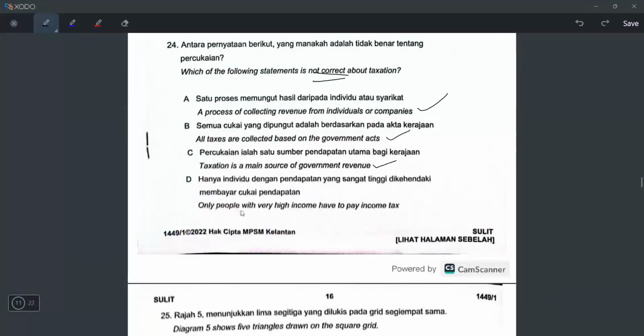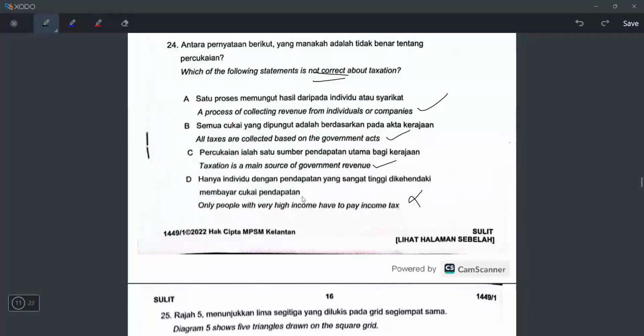And D, it says only people with very high income have to pay income tax. This is actually also true, but not 100% true. Why? Because there are people that don't have to pay tax. I think it's 0 to 5,000 if I'm not mistaken. You can look at the textbook. If your salary is 0 to 5,000, then you don't have to pay tax. The tax is 0. If you look at the table, if your salary is very low, you don't have to pay tax.